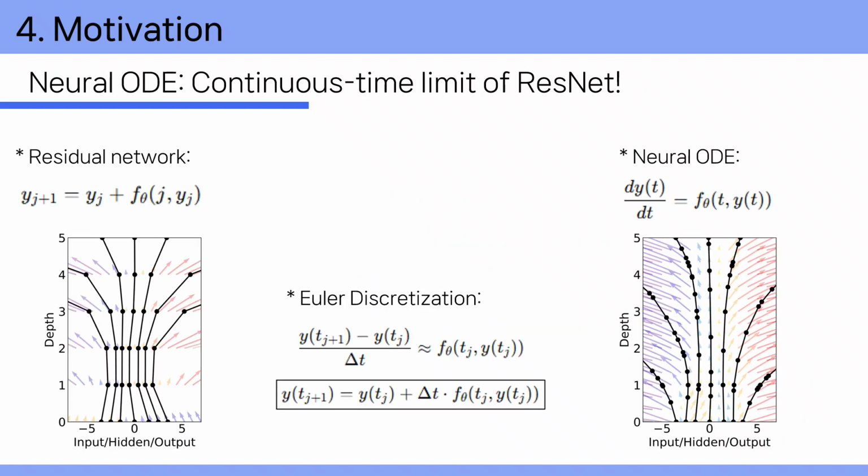Let's recall the formulation of a residual network, where f theta represents the residual block. Now think about the neural ODE formulation. If we discretize the neural ODE using Euler's method, we can recover the residual block formulation exactly. This observation shows that neural ODEs are the continuous time limit of residual networks. And once we see this connection, it naturally prompts us to explore other links between differential equations and modern neural network architectures.